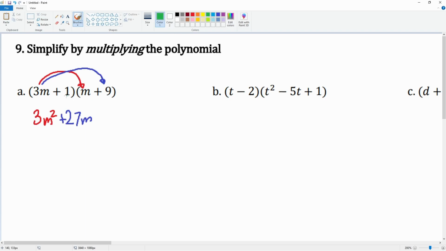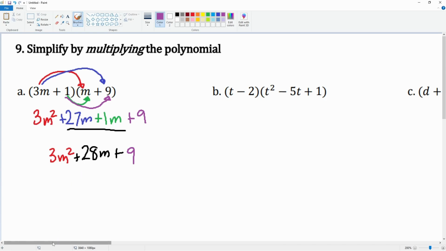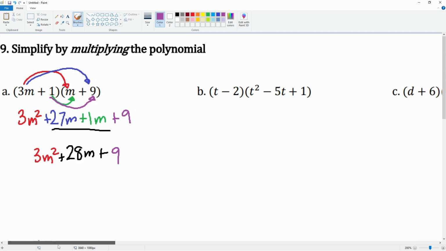Then you have the 1 gets distributed to the m, so that's 1m. Then you have 1 times 9, that becomes 9. Notice these two are like terms. This becomes 28m. Bring everything else down. Here is the 3m squared. And then you have the 9 in the end as the constant. So after you multiply, you get the answer 3m squared plus 28m plus 9.